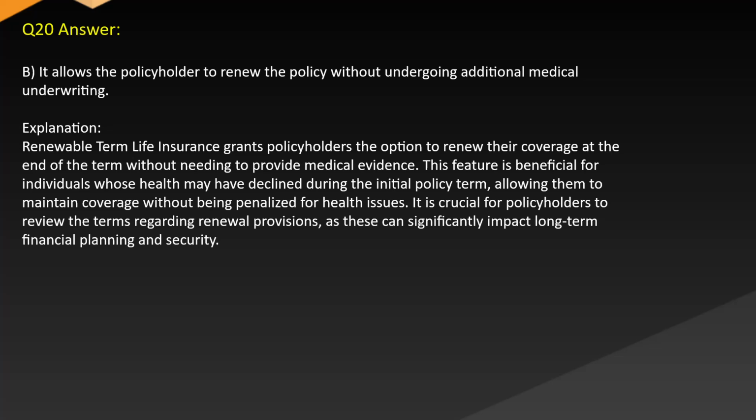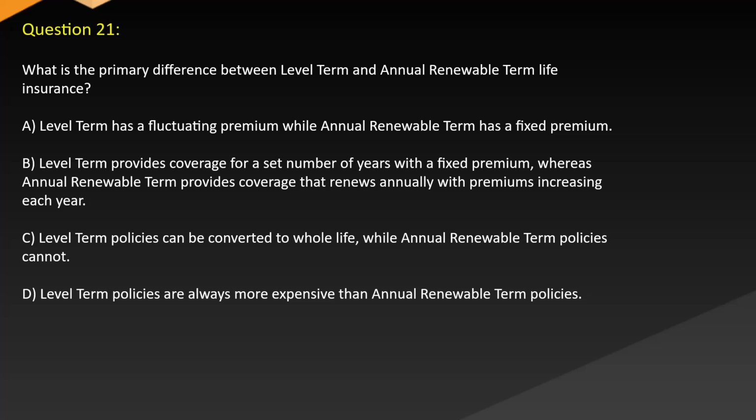Answer: B. It allows the policyholder to renew the policy without undergoing additional medical underwriting. Explanation: Renewable term life insurance grants policyholders the option to renew their coverage at the end of the term without needing to provide medical evidence. This feature is beneficial for individuals whose health may have declined during the initial policy term, allowing them to maintain coverage without being penalized for health issues. It is crucial for policyholders to review the terms regarding renewal provisions, as these can significantly impact long-term financial planning and security.